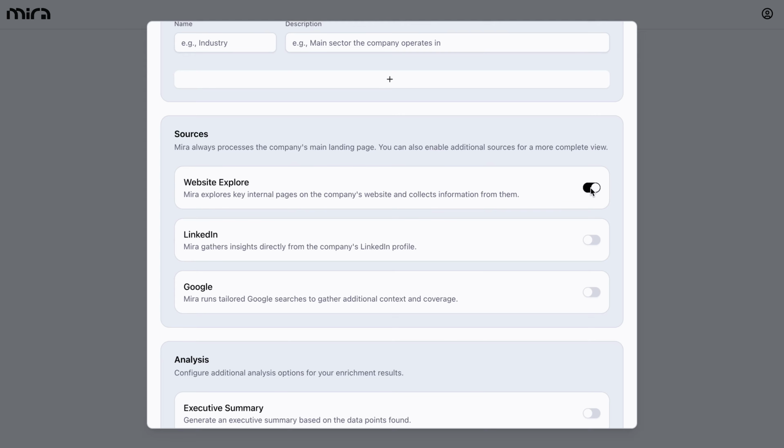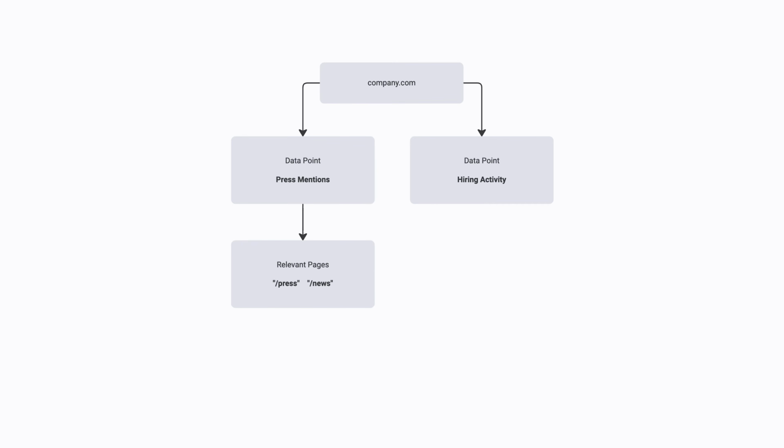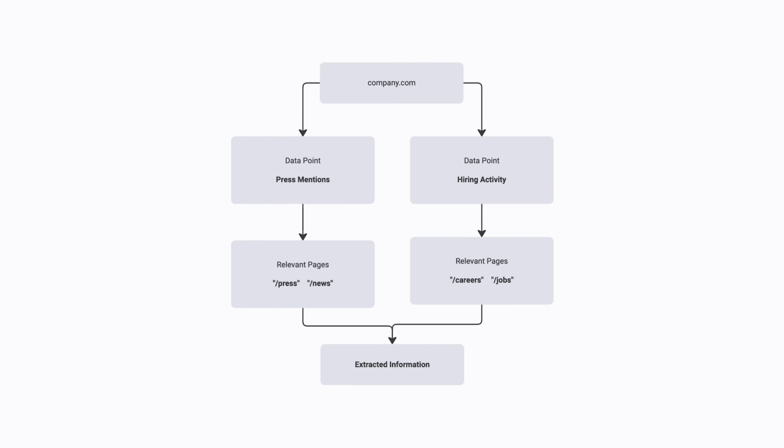When you enable Website Explorer, Mira doesn't just look at the home page. It finds the pages most relevant to your data points and gathers information from them. For example, if you're looking for press mentions, it might check press or news pages. If you're interested in hiring activity, it could look at careers or jobs pages. This way, Mira finds the pages most likely to hold the information you need.